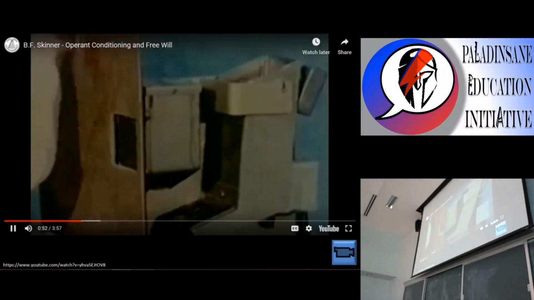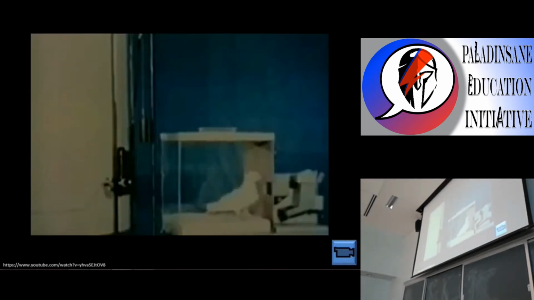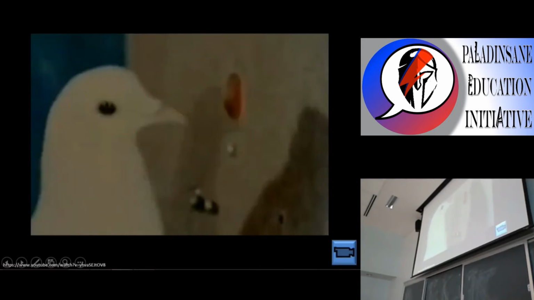The pigeon was studied in a uniform box, one it quickly grew used to. One piece of behavior, pecking a colored disc, was measured on a graph.